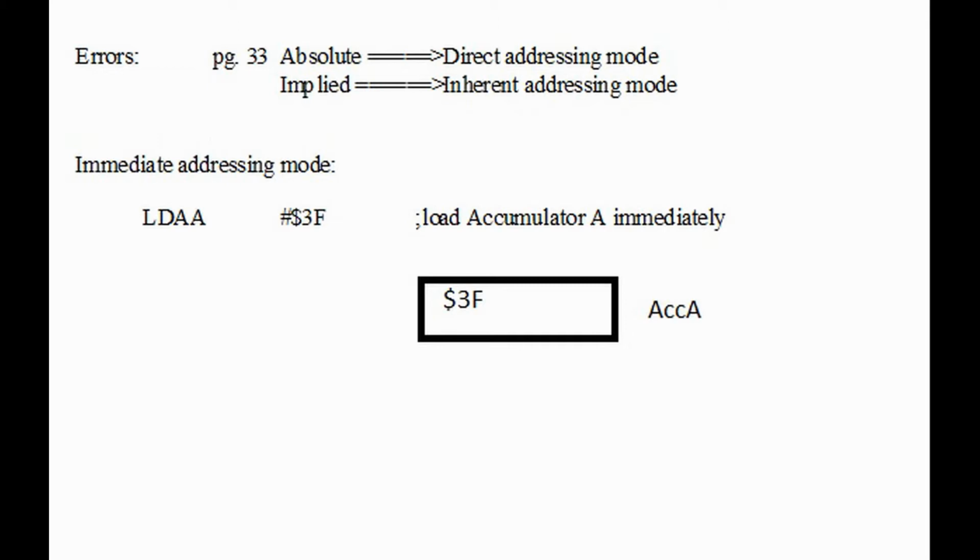In the immediate addressing mode, we take a piece of data, in this case 3F in hexadecimal, and we load it directly to the accumulator, remembering that everything takes place in the accumulators. LDAA is the opcode, which means load accumulator A, and then 3F is the hexadecimal operand. The pound sign indicates the immediate addressing mode. The dollar sign indicates hexadecimal.